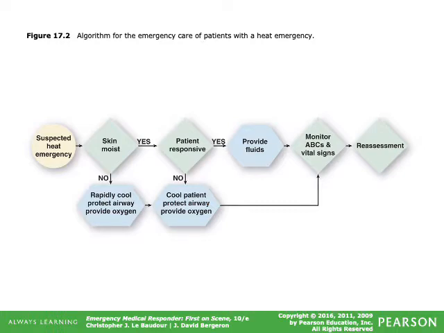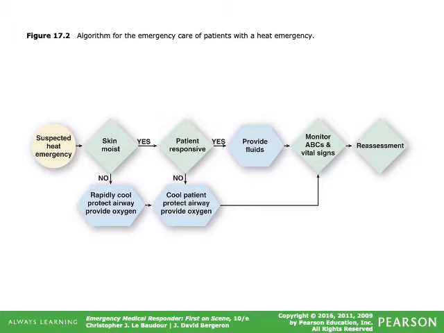All right, this is just an algorithm for the emergency care of patients with a heat-related emergency. If you have a suspected heat emergency, you're going to assess the skin. It will generally be moist. Then you're going to ask, is the patient responsive? If they are responsive, you're going to provide fluids. Then you're going to continue to monitor airway, breathing, and circulation.